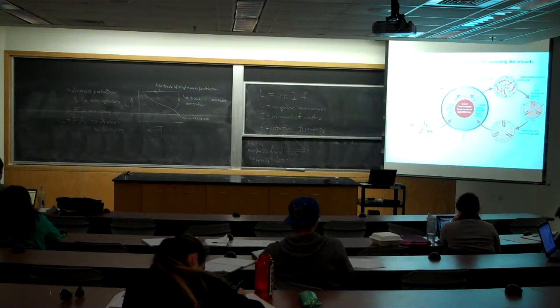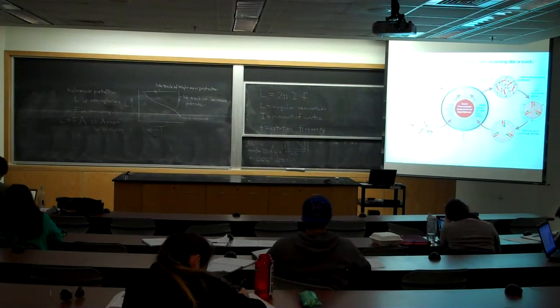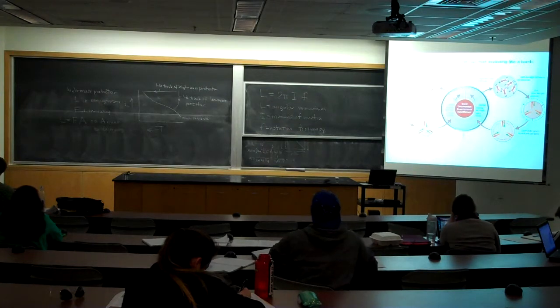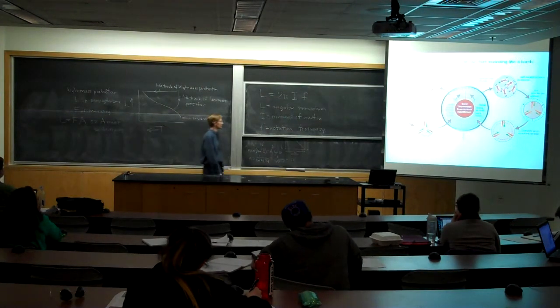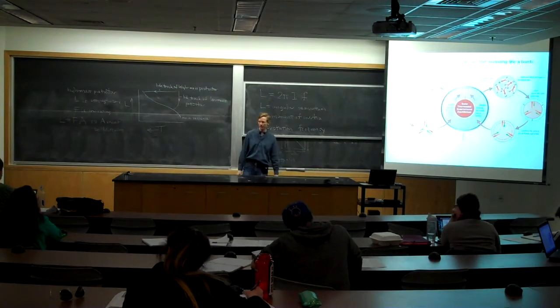Okay, so as I was saying, L is 2 pi I F, where L is the angular momentum, I is the moment of inertia, a measure of how far mass is distributed from the axis of rotation, and F is the rotation frequency, how many times per unit time the thing is spinning around.